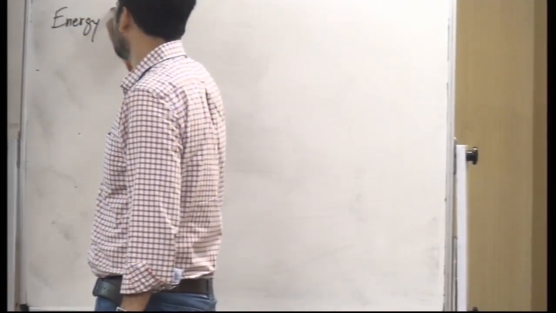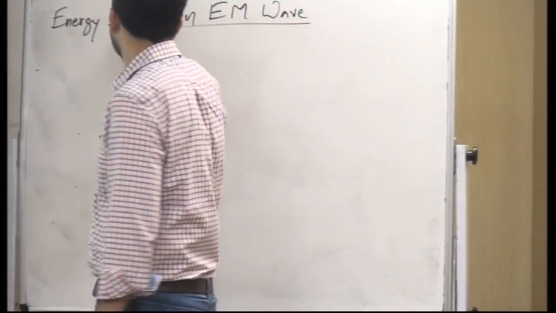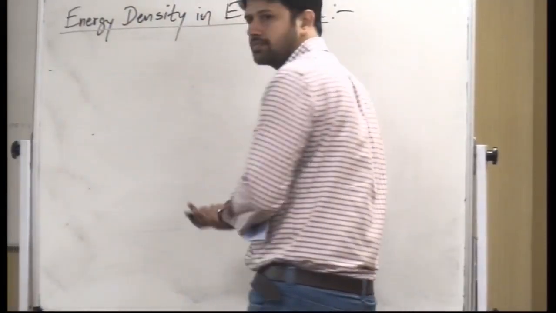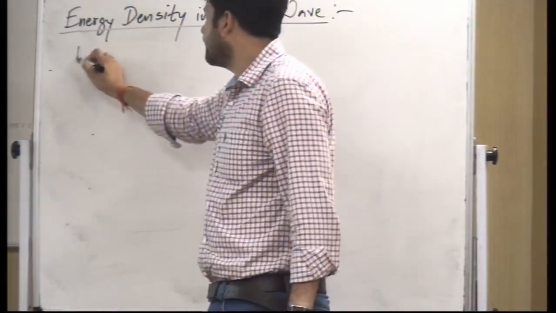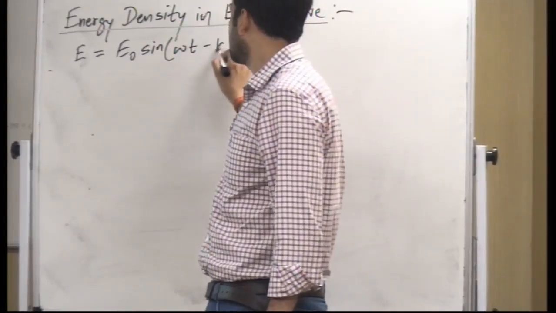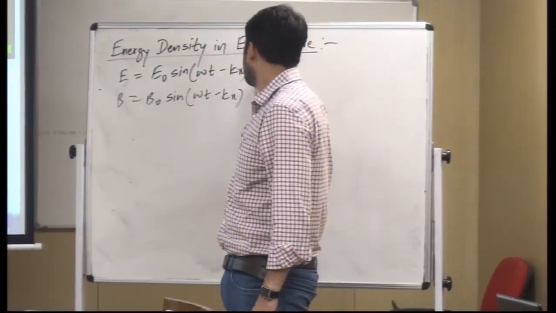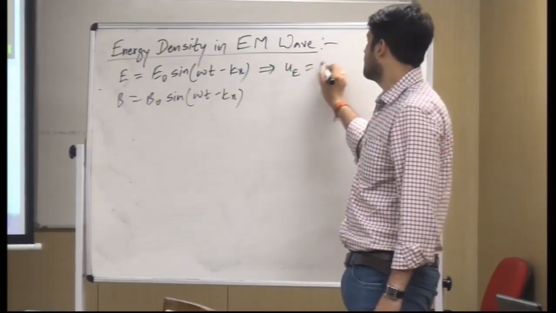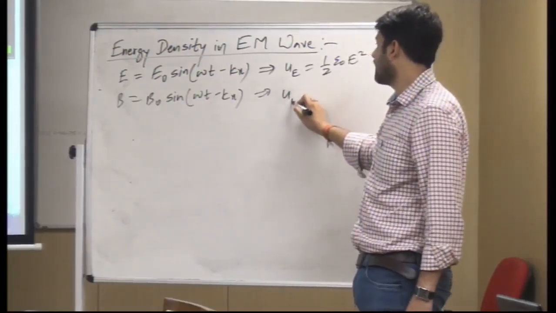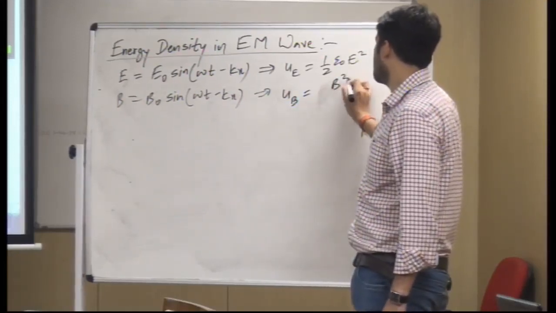Now let's discuss energy density in an EM wave. This can be derived easily. The electric field in an EM wave is given by this, while the magnetic field is given by this. The energy density due to the electric portion would be half epsilon E square, while the density due to the magnetic portion would be how much? B square by 2 mu naught.